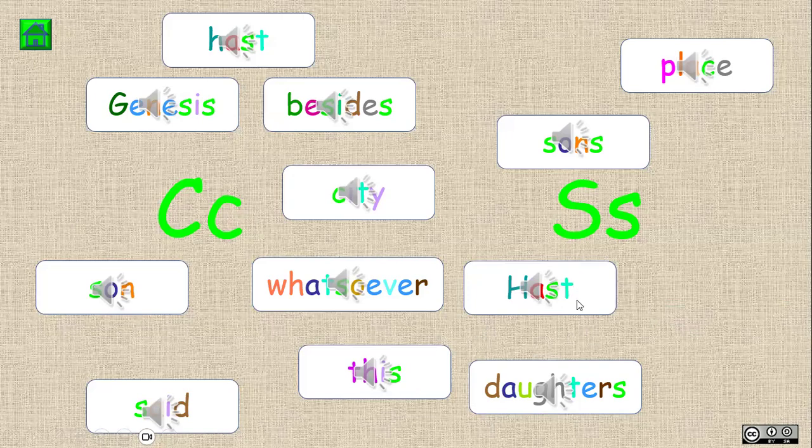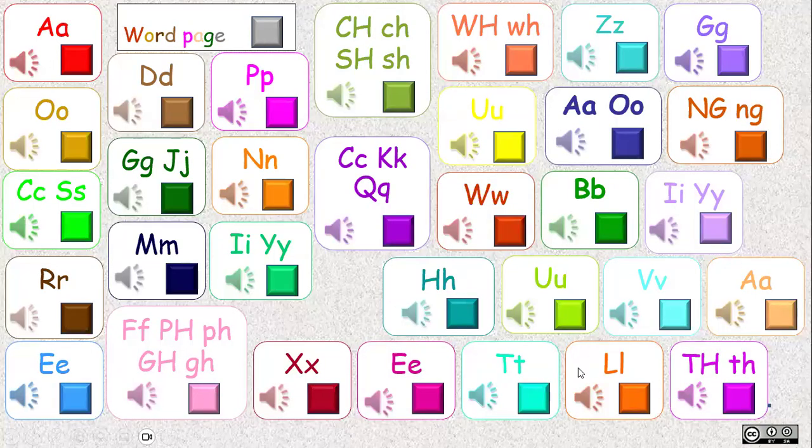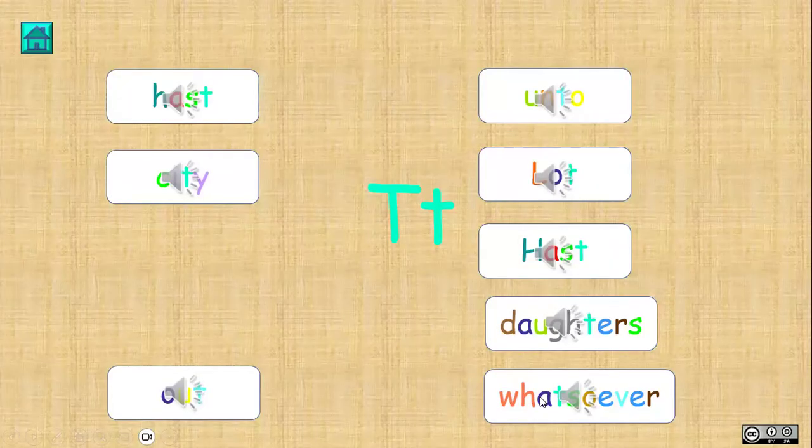The next sound in that word is the T sound, that light blue green. Find it on the home page. Down here it says t, t, t. Go to that little page for that sound. My mouse isn't wanting to cooperate tonight. And it says hast. That's it for that word.